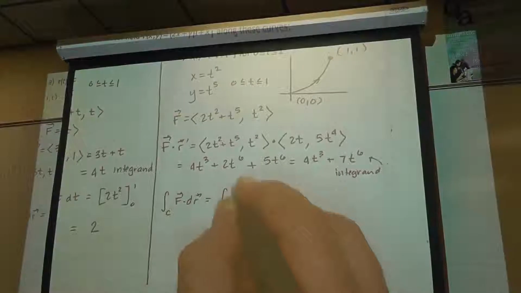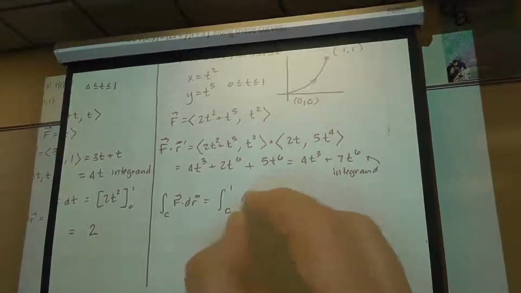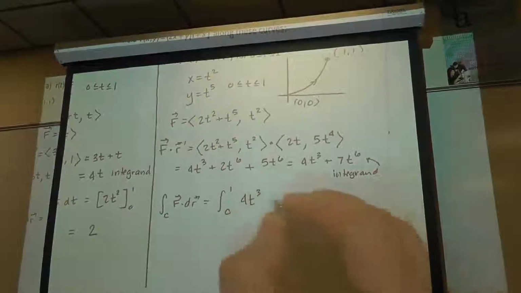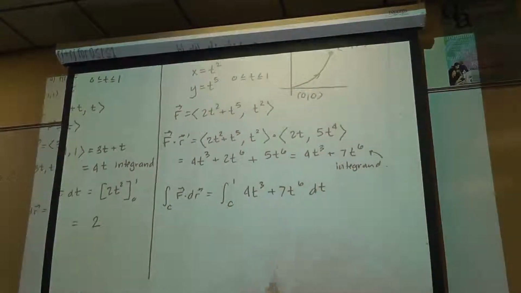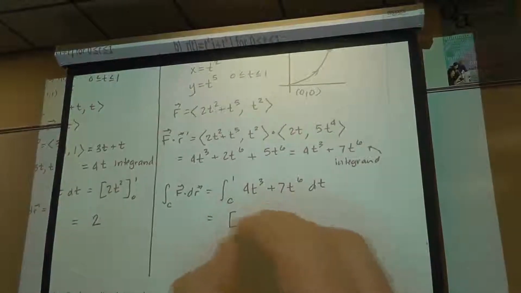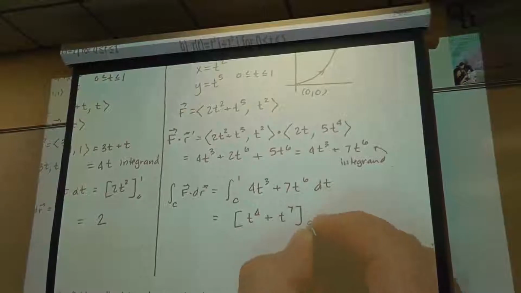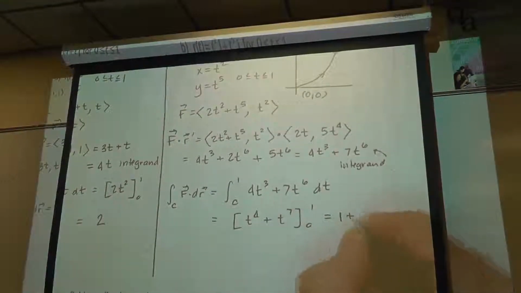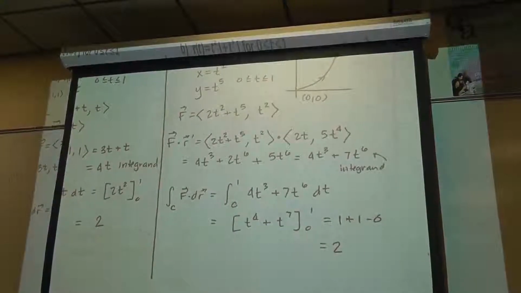I'm going to integrate from 0 to 1. You have the same t limits, but you just have a different function now. 4t to the 3rd plus 7t to the 6th dt. Both of those work really well with the power rule, kind of handy. And so you end up with 1 plus 1. You get the same value.